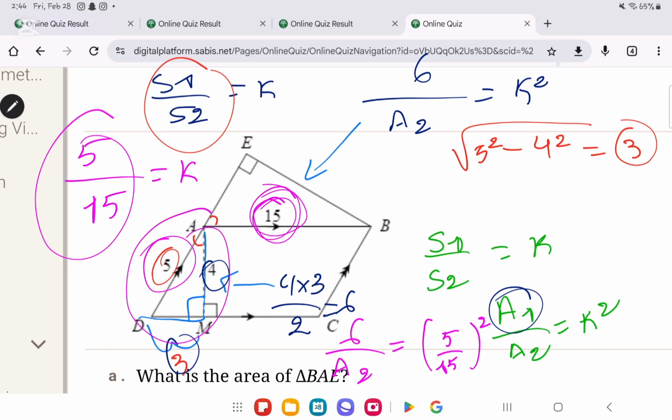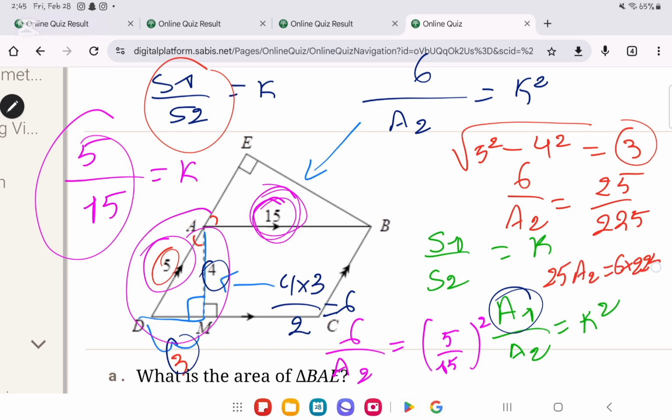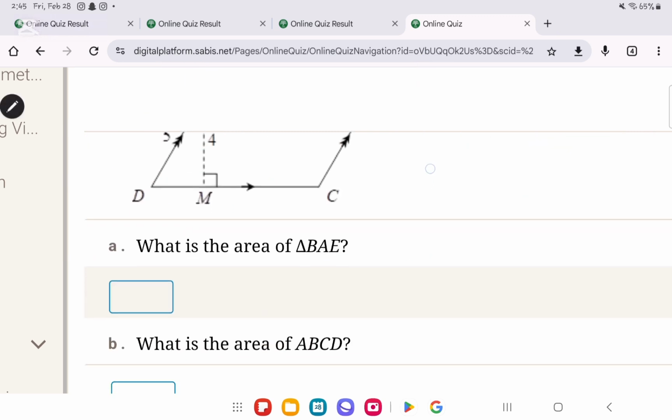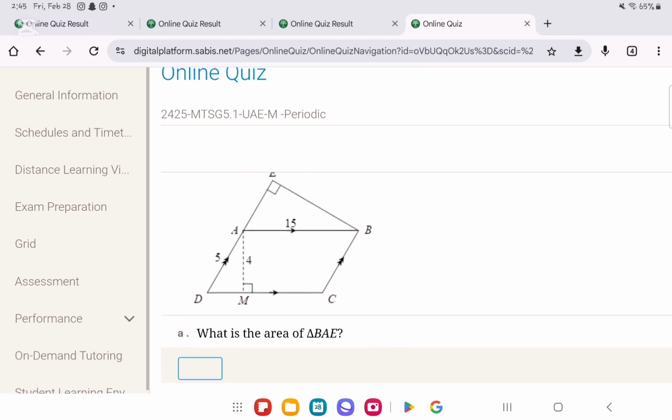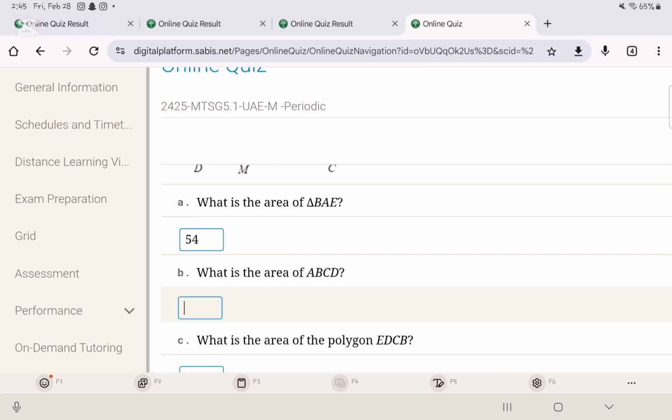Now what you're gonna do is cross multiplication. So you are gonna get 6 over area 2 is equal to 25 over 225. Cross multiply: 25 times area 2 is equal to 6 times 225. And then you are gonna get 6 times 225 over 25. You will get that area 2 is equal to 54. So very simply, we found the value of area 2, which is the area of triangle BAE, which is 54 centimeters. Now, what is the area of ABCD?